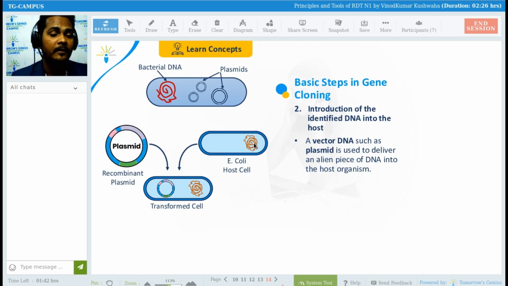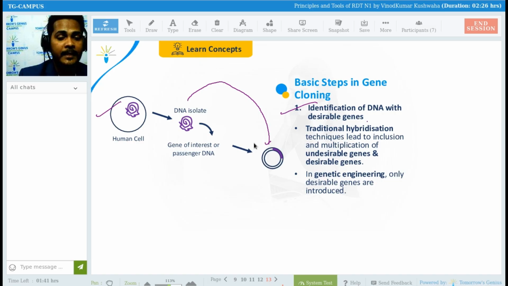After identifying your desired gene, what is the next part? Now the next is introduction of the identified DNA into the host cell. Now you have to find out which host is more suitable. Suppose this is your bacterial DNA, this is a plasmid, right? Once you identified your desirable gene and introduced it into the vector, now this vector you need to introduce into the suitable host.